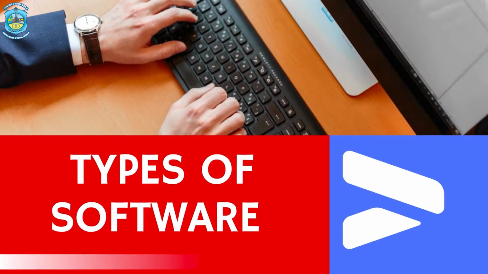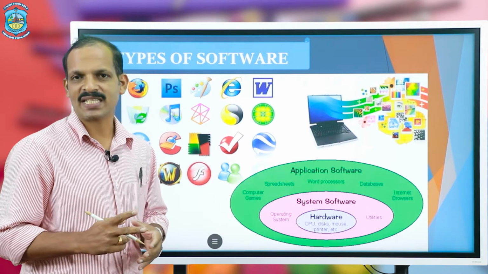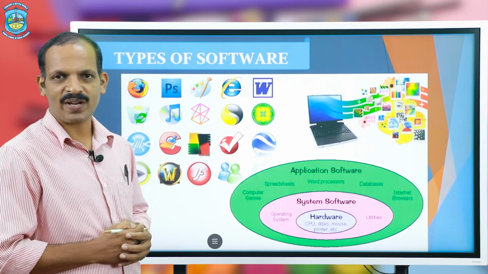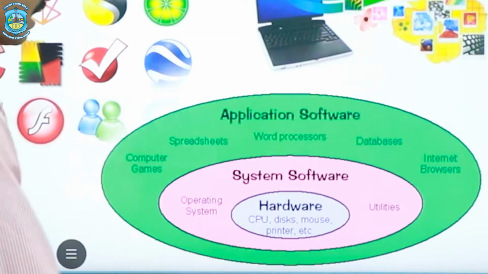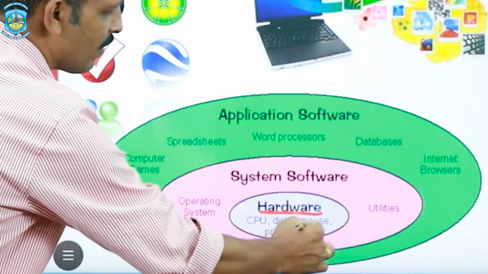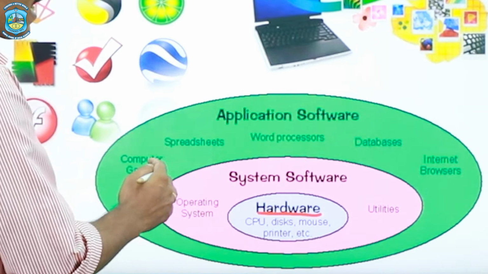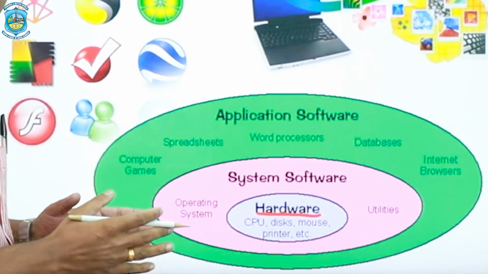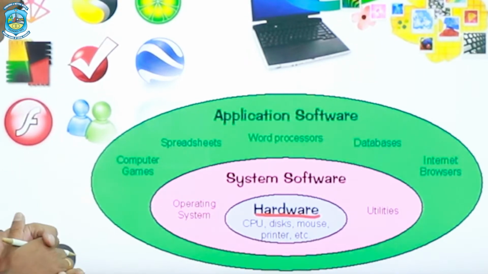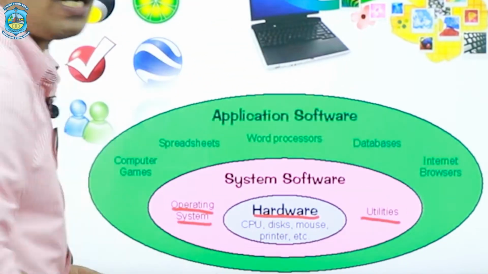When we look into different types of software, basically we divide software in two ways. First one is system software and second one is application software. You can see in this picture, this is the set of hardware, then the system software surrounds the hardware, and then the application software. Whenever any application software wants to communicate with any hardware, it needs to communicate through system software. For system software, operating systems and utility software are examples.